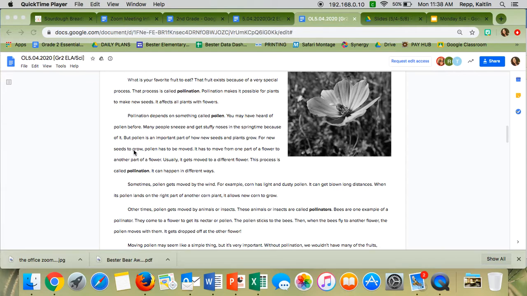For new seeds to grow, pollen has to be moved. It has to move from one part of a flower to another part of a flower. Usually, it gets moved to a different flower. This process is called pollination. It can happen in different ways.